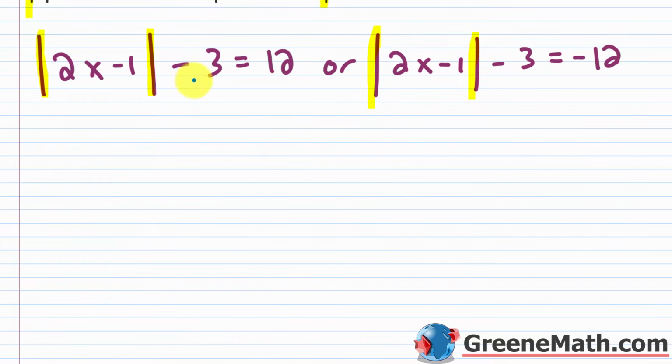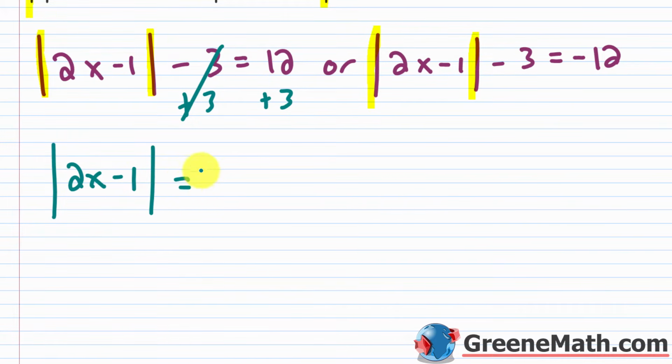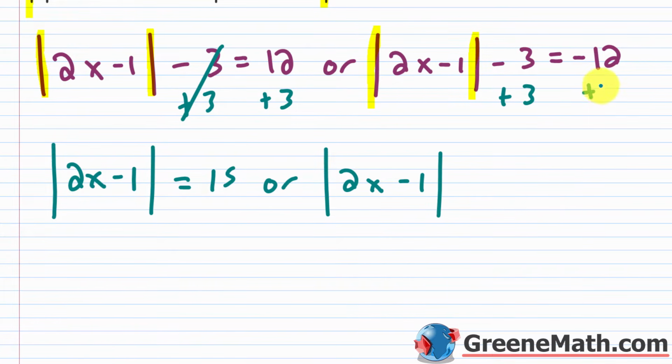Okay, so on the left, you would just want to add 3 to both sides of the equation. This would cancel. You'd have the absolute value of 2x minus 1, and this would be equal to 12 plus 3 is 15. Let's say or. Over here, again, I'm going to isolate this guy. So we'd say the absolute value of 2x minus 1. Again, I'm just going to add 3 to both sides of the equation. Let me make this 3 a little bit better here. Let's cancel this, and we'll say it's equal to negative 12 plus 3 is negative 9.